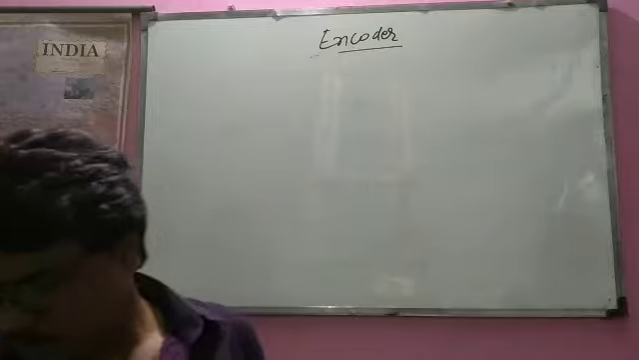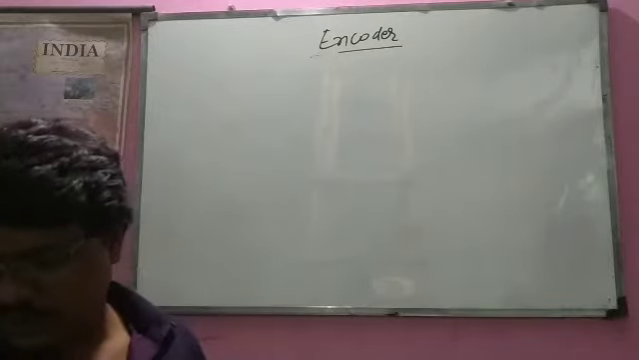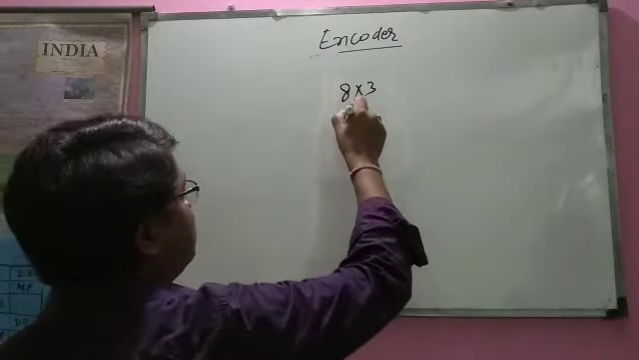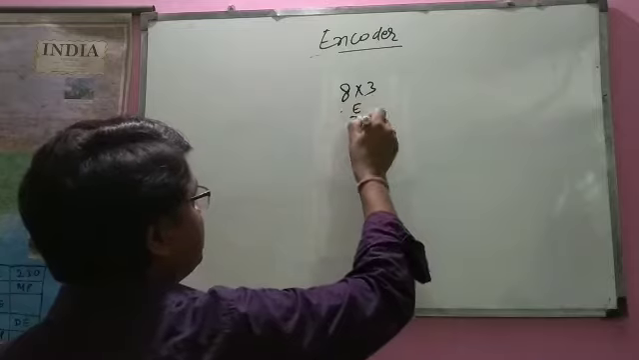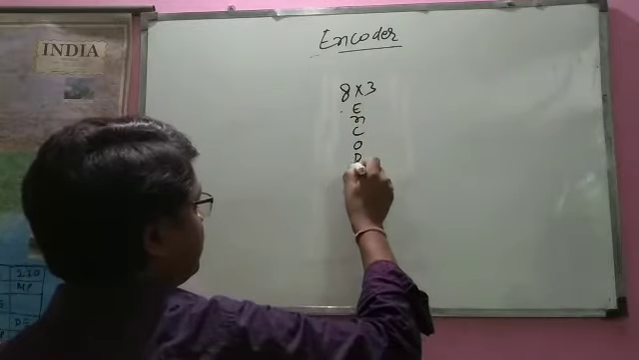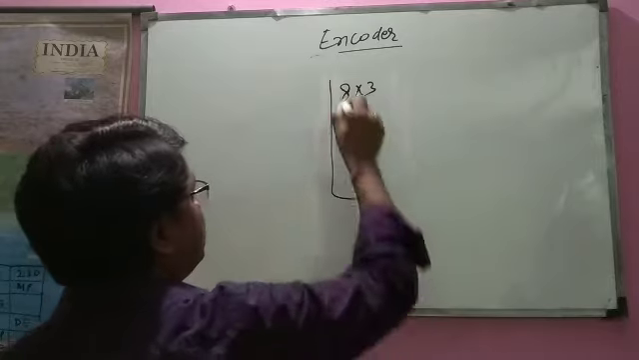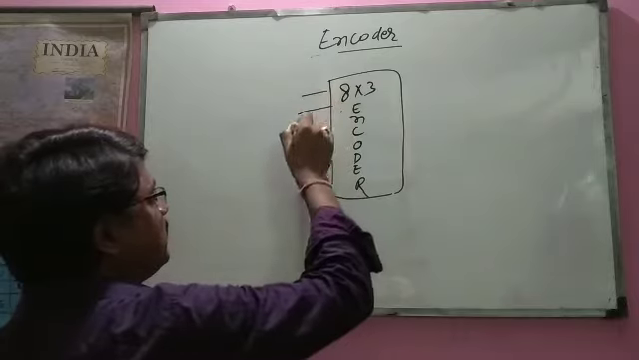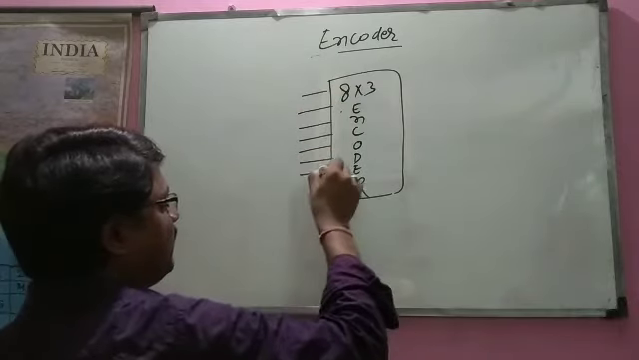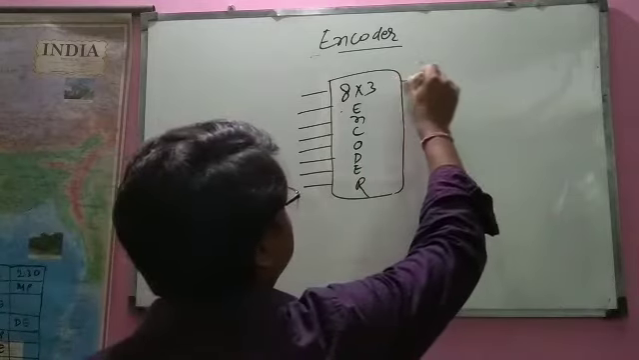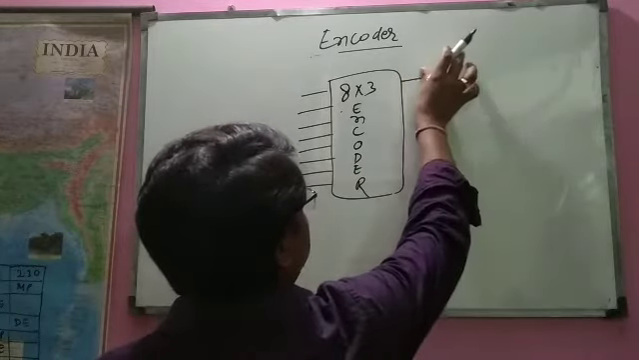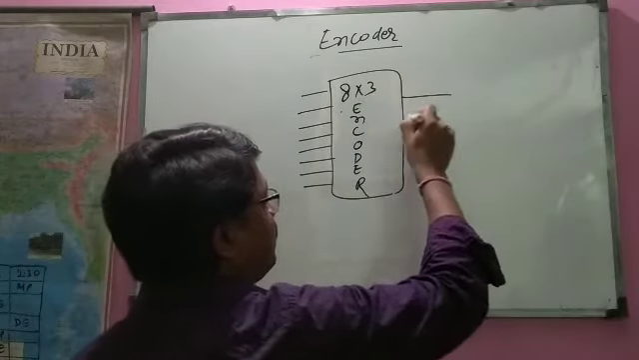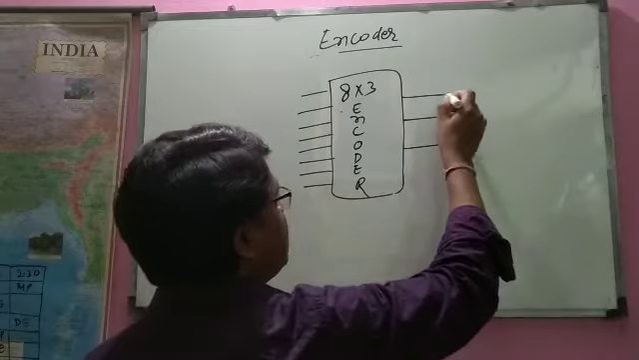So mouse is also an encoder. Okay, so we will see the 8:3 encoder. So there will be 8 inputs, and how many outputs will be there? Output lines will be 3 only. Okay, so it is a many to many circuit.